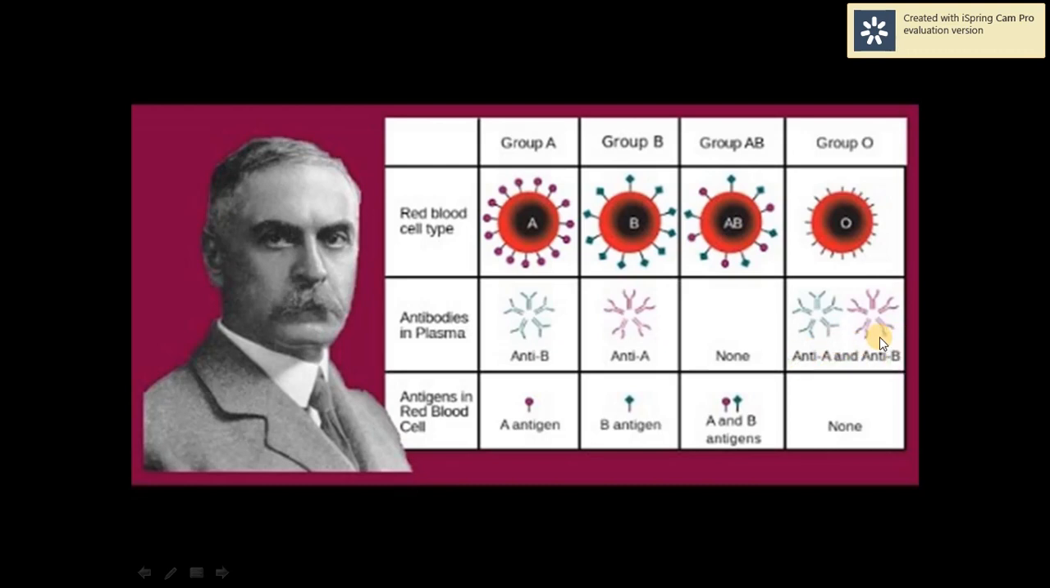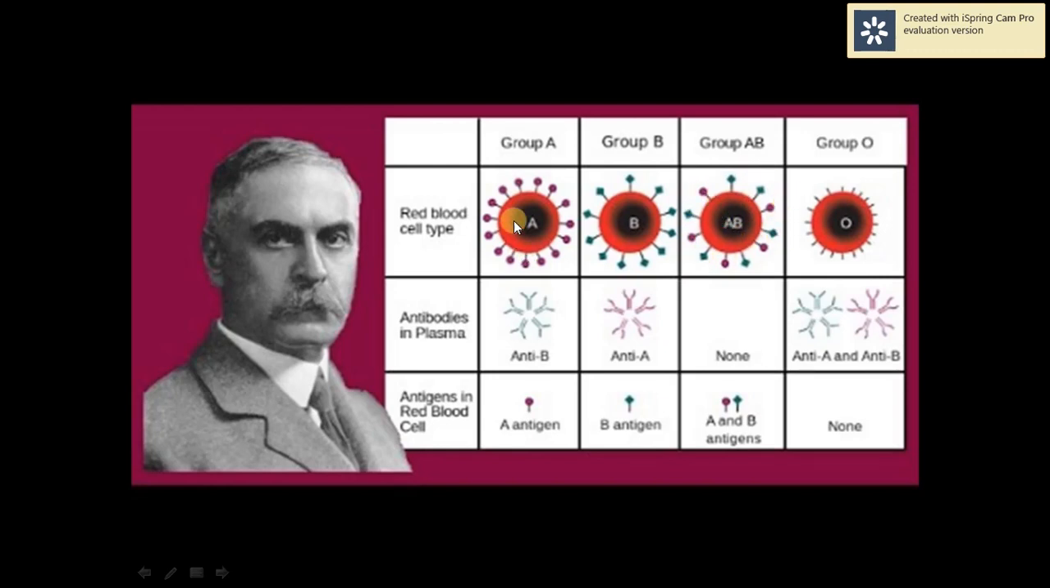So once again, if we look at the structures out here, these all are your surface antigens. Whereas in O, there is no such surface antigen present. Okay, so you can see, according to the structures, he named it as antigen A is present out here, surface antigen B is present out here, and out here surface antigen A as well as surface antigen B is present.